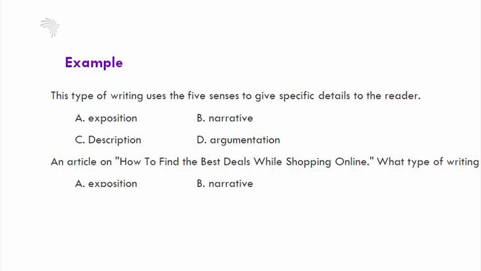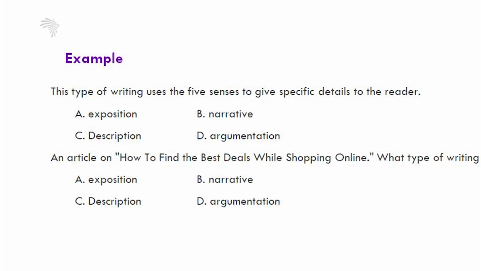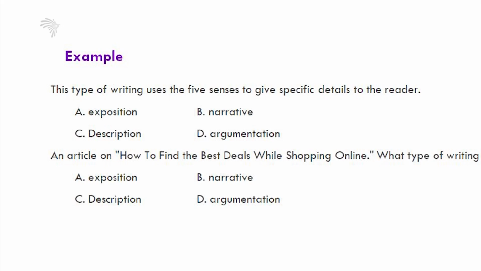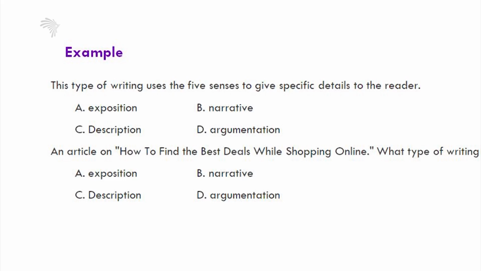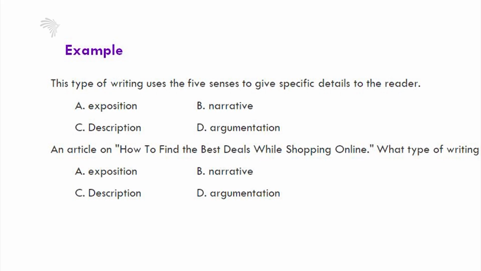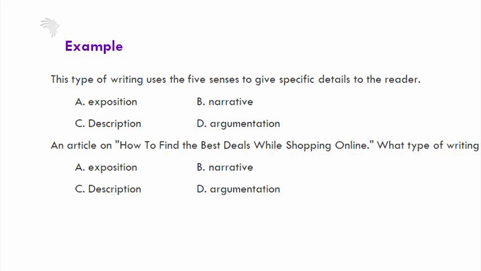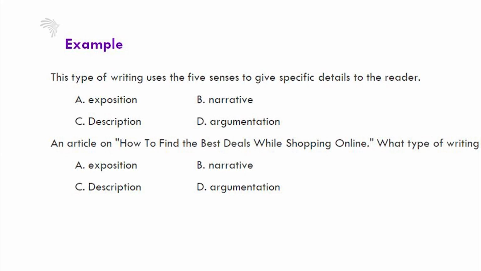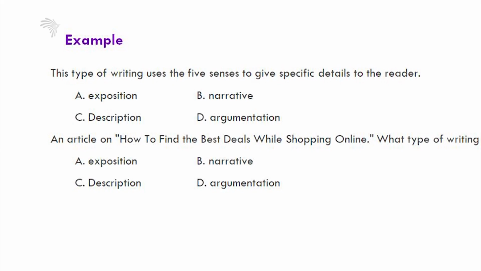An article on how to find the best deals while shopping online. What type of writing is it? Now here, how to find the best deal is trying to tell you how to do something. So in this case A would be the best answer, because expository writing deals with how to do something, or it tells you what something is with classification and how to do things.